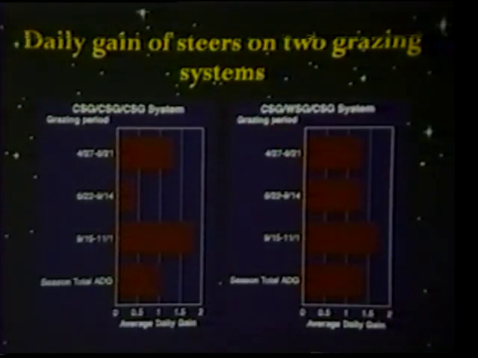Native grasses provide lush grazing during the summer months, which allow livestock to gain weight throughout the summer. This table compares the gains of steers grazing a cool season grass rotational system versus a cool season warm season rotational system. The steers on the cool season warm season system had an average daily gain of 0.4 of a pound more than those on the cool season only system.